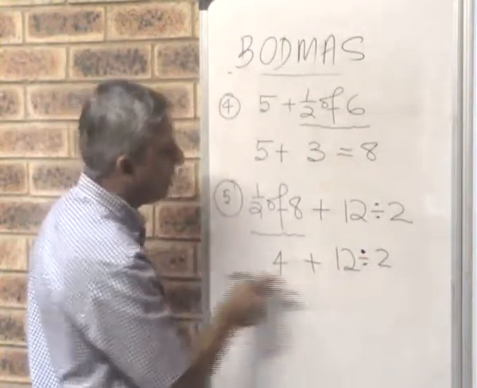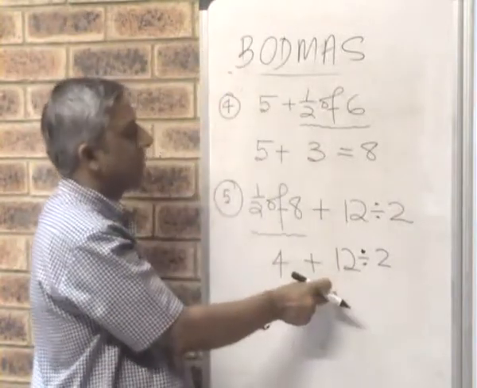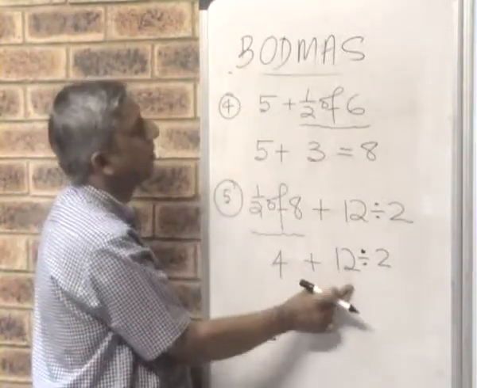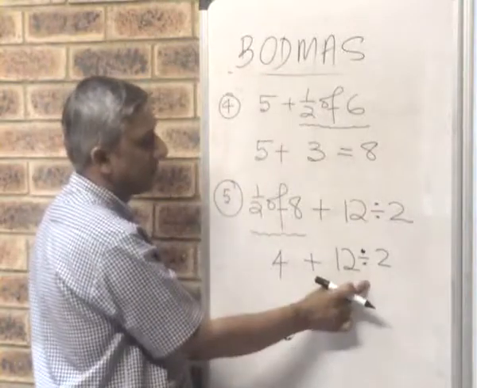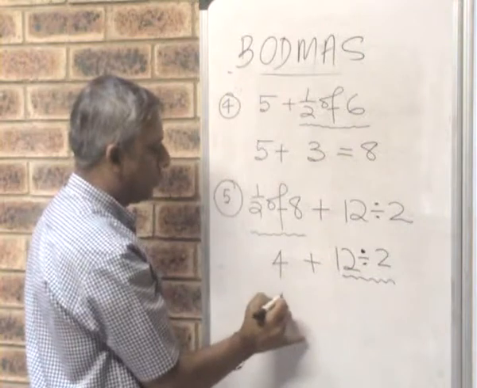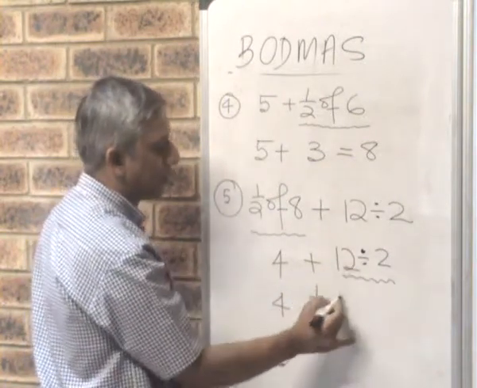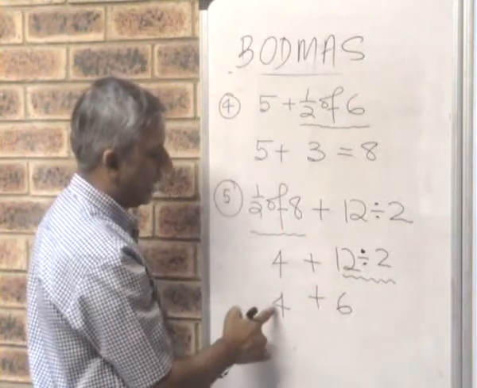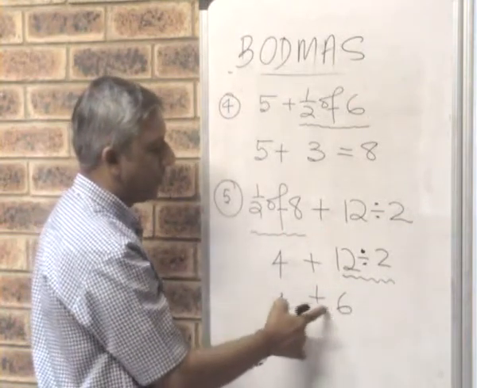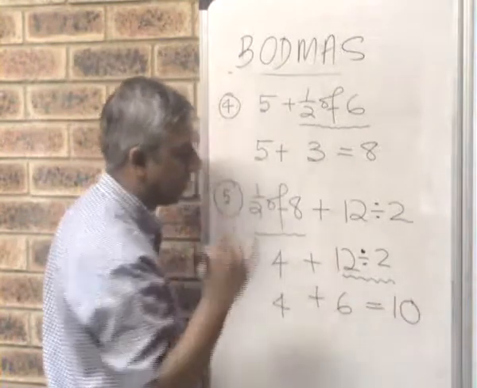Now you look at this again and you go back to the rule of BODMAS. Now there's no brackets, there's no of, but there is a division. So we'll have to do the division first. So there's the 4, just writing the 4 down, there's your plus. 12 divided by 2 gives you 6. And finally, 4 plus 6 is equal to 10.